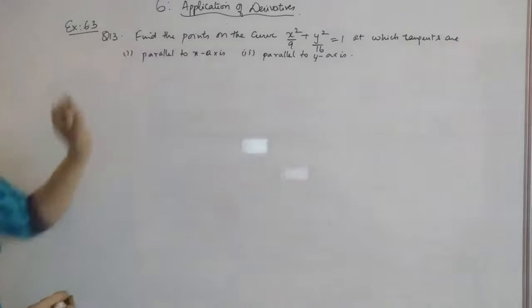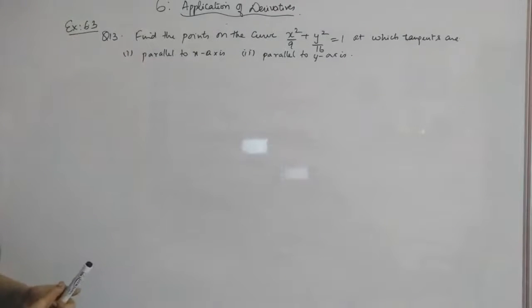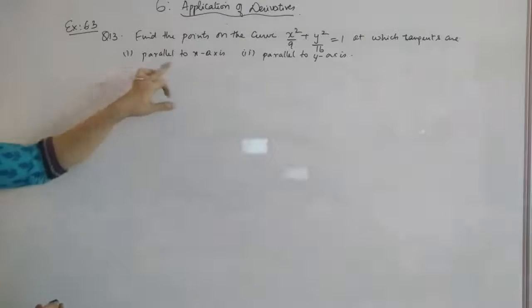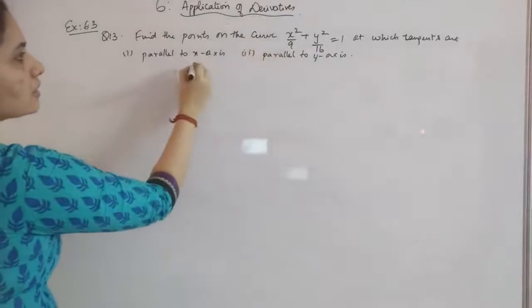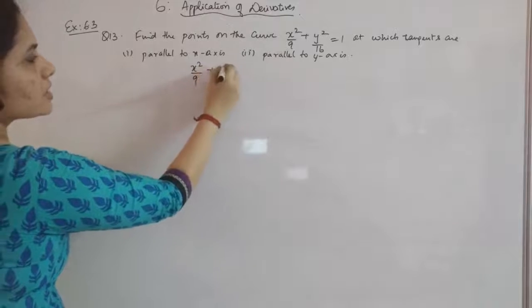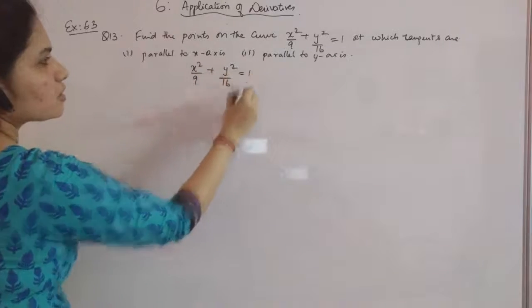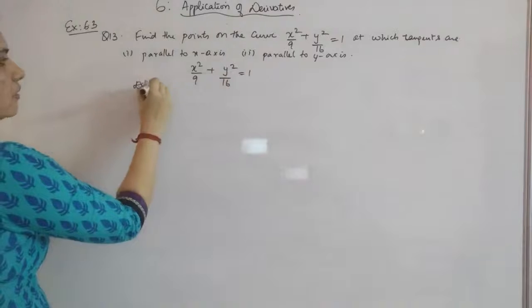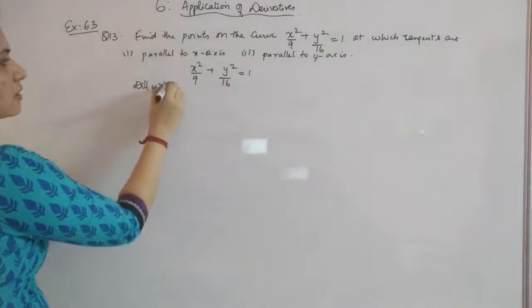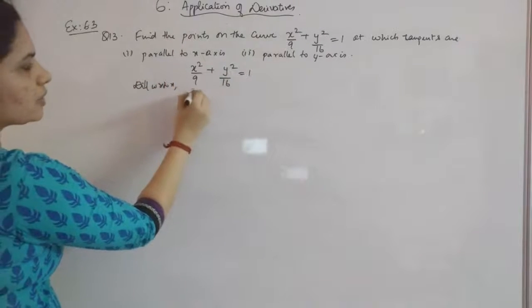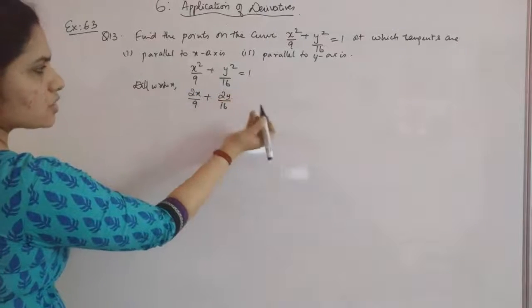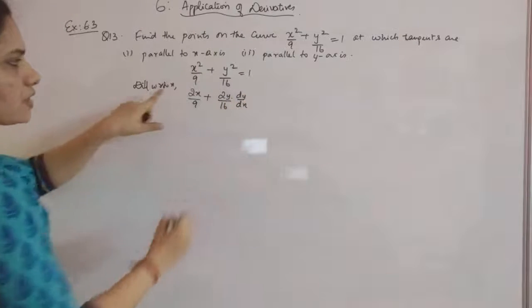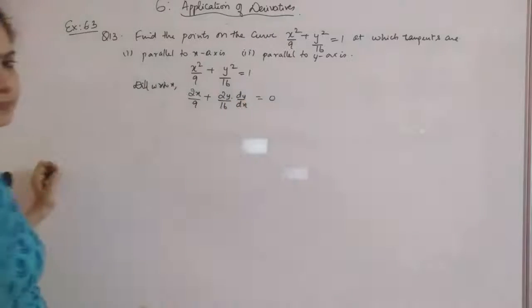Question number 13. Find the points on the curve x square by 9 plus y square by 16 equal to 1 at which tangents are first one parallel to x axis, second one parallel to y axis. So first we will start with the given curve, which is x square by 9 plus y square by 16 equal to 1. Now differentiating with respect to x, what you will get? This will become 2x by 9 plus 2y by 16 into dy by dx, because you are differentiating with respect to x, is equal to 0.